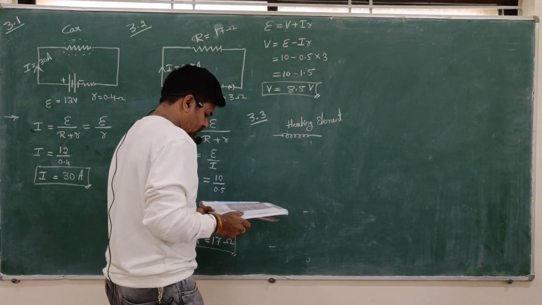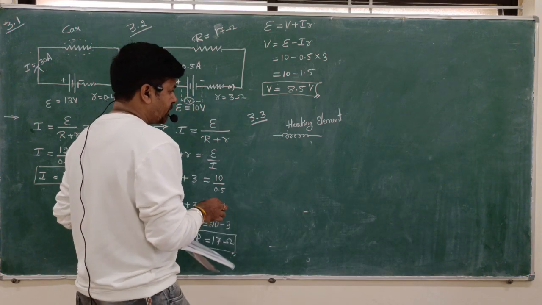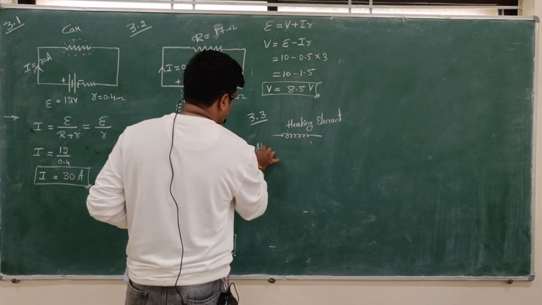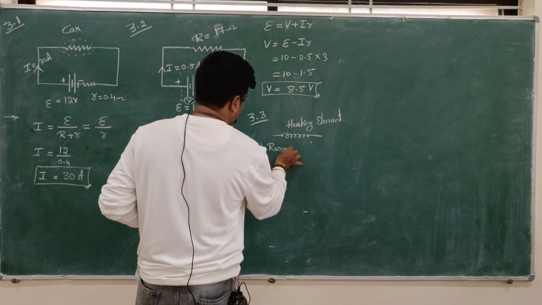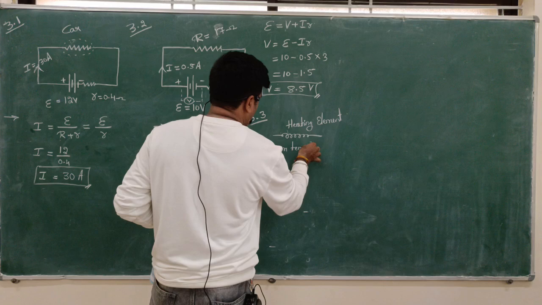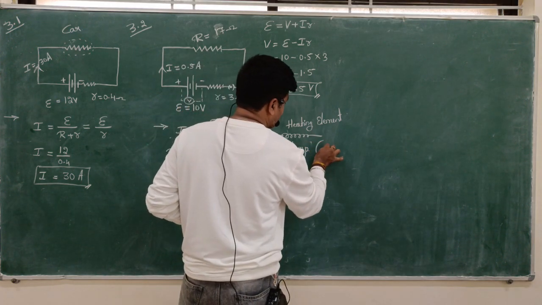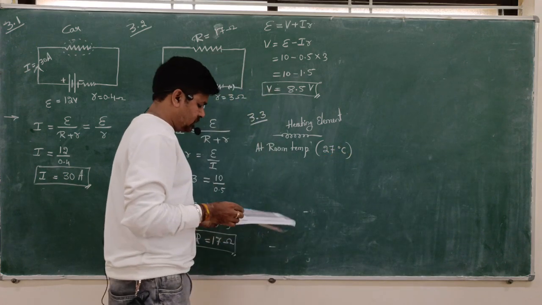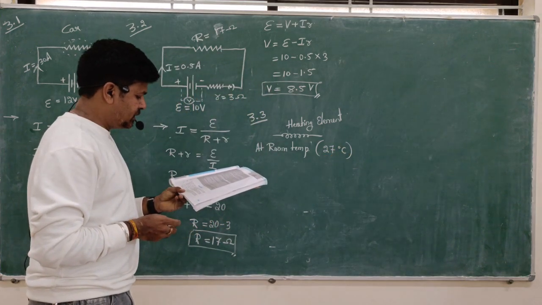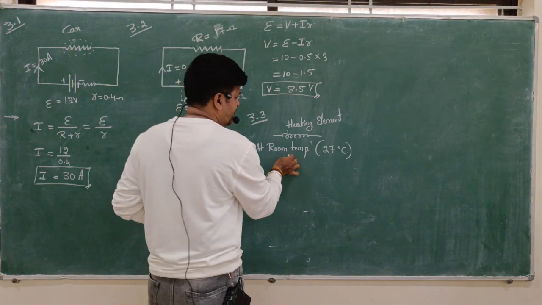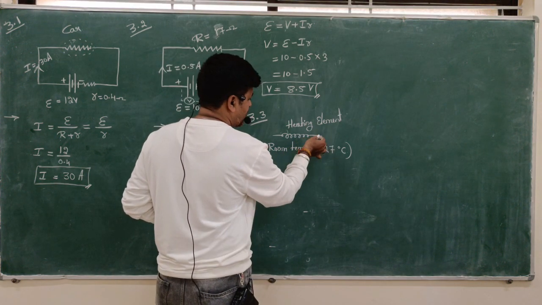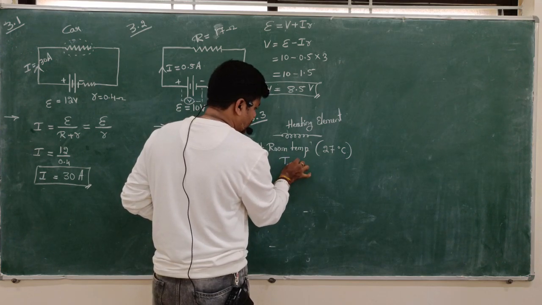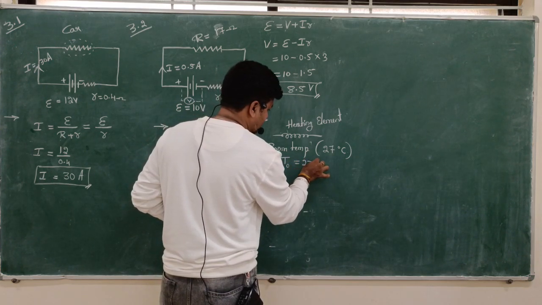Heating element at room temperature. Room temperature is 27 degrees Celsius. At room temperature, the resistance of this heating element is 100 ohm. So the initial temperature is 27 degrees Celsius.